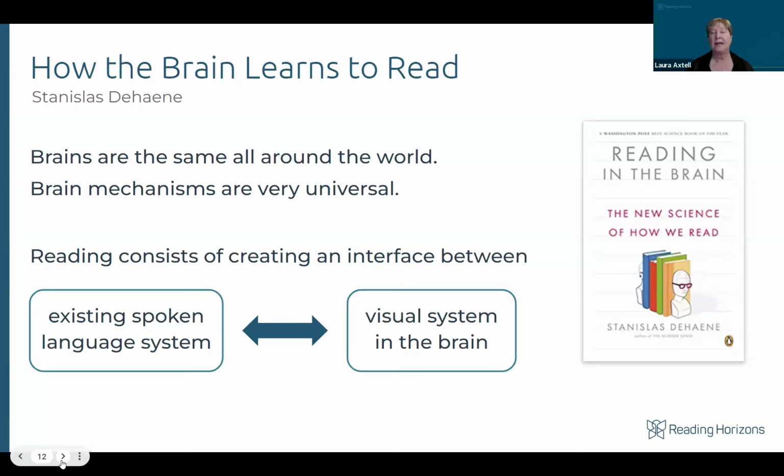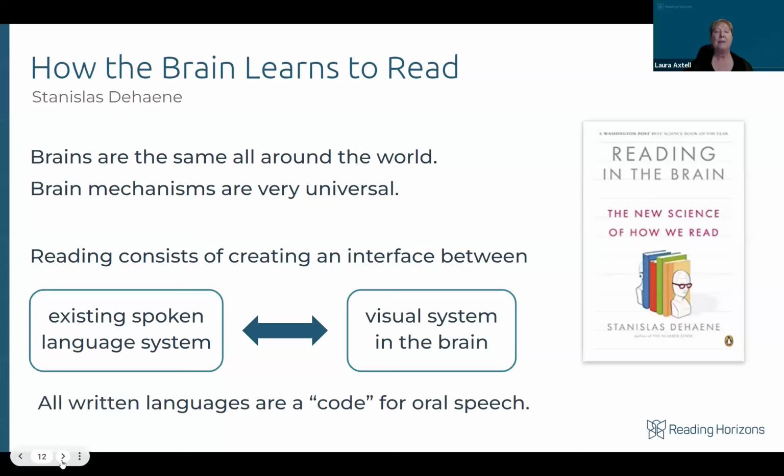So Stanislas Dehaene is a French researcher who has done a lot of work in this area. His book is all about how the brain learns to read. But what we know is that written text, reading is really just a connection between oral speech and an attempt to create a visual system for the brain. And because of that, all written languages are a code for oral speech. So they're inventions. English is an invention using the Roman alphabet. Chinese is an invention. Arabic is an invention.